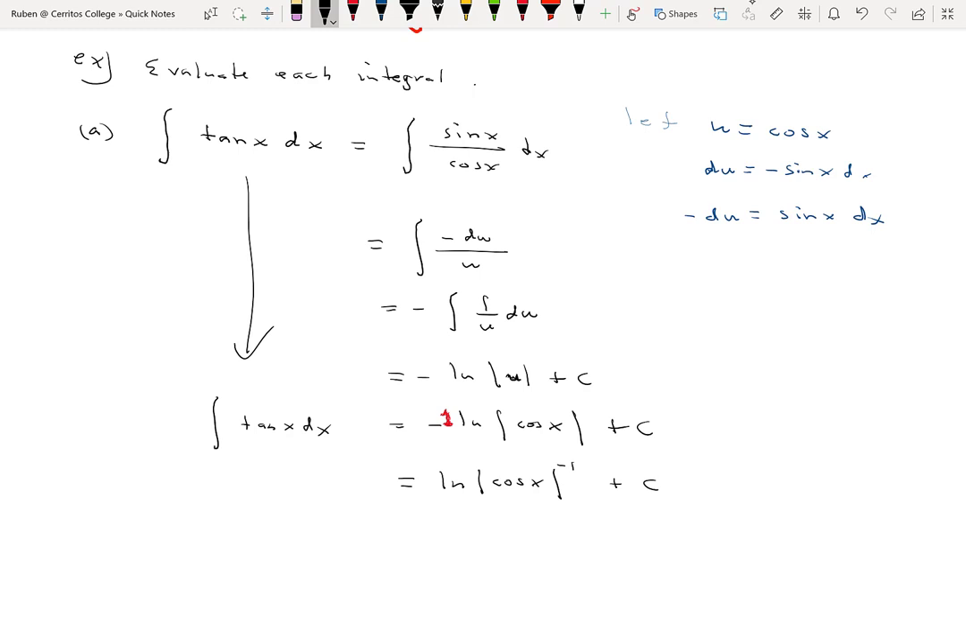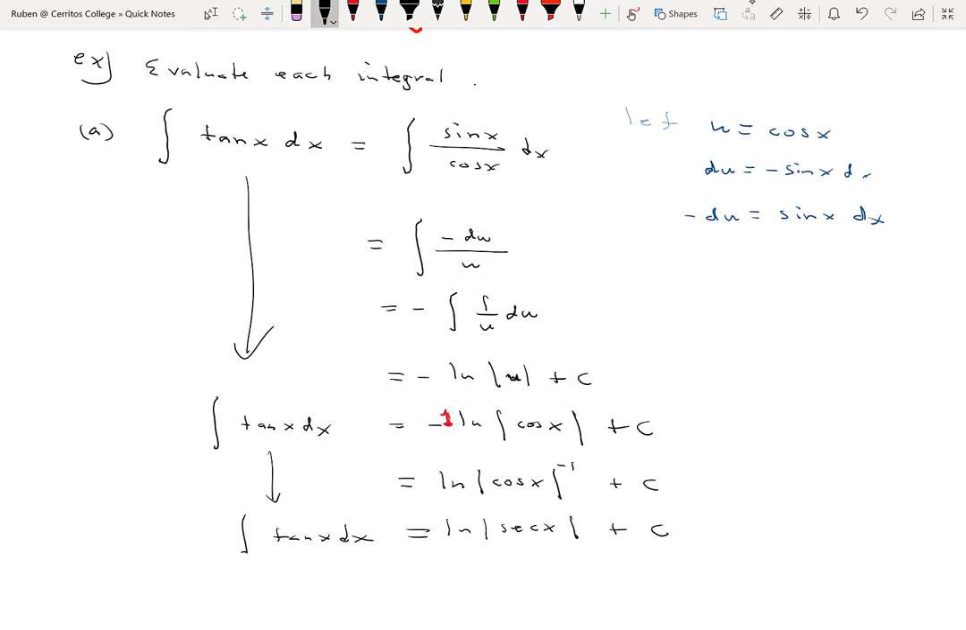Now, I want you to think, this is very important. It's always important that you think, but it's important that you think about what cosine of x to the negative 1 is. What's 1 over cosine of x? Very important that you know that. It is secant. And this is a very, very common form for us to have this integral written. The integral of tangent of x is the natural log of the absolute value of secant plus a constant.